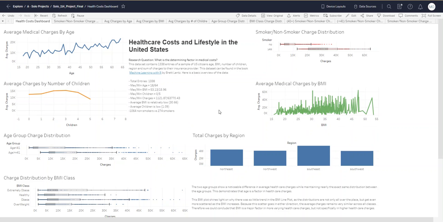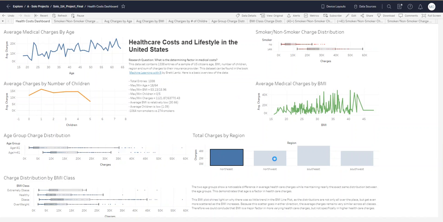Now, I initially wanted to do something with region until I realized that it was only split into 4, and since that's so general, I don't think you can draw any real conclusions from it. But I thought it would be useful to use this just to see if these trends follow across all the regions of the United States.